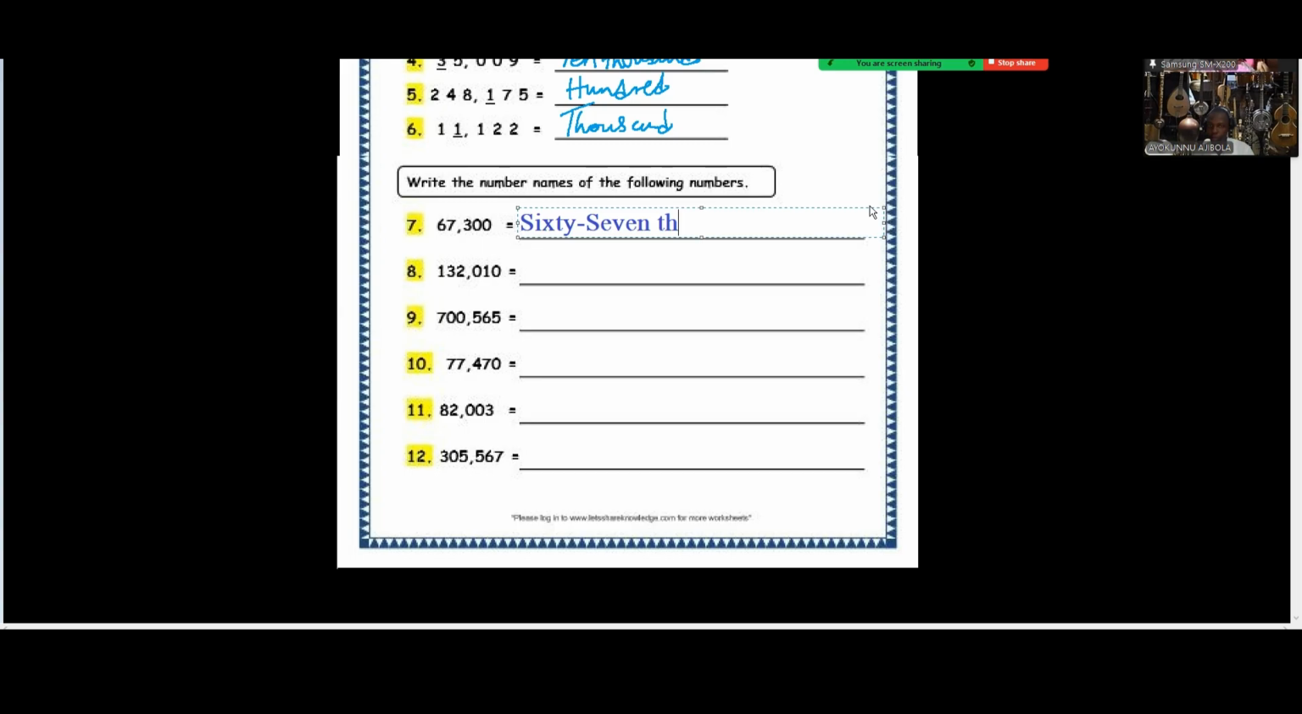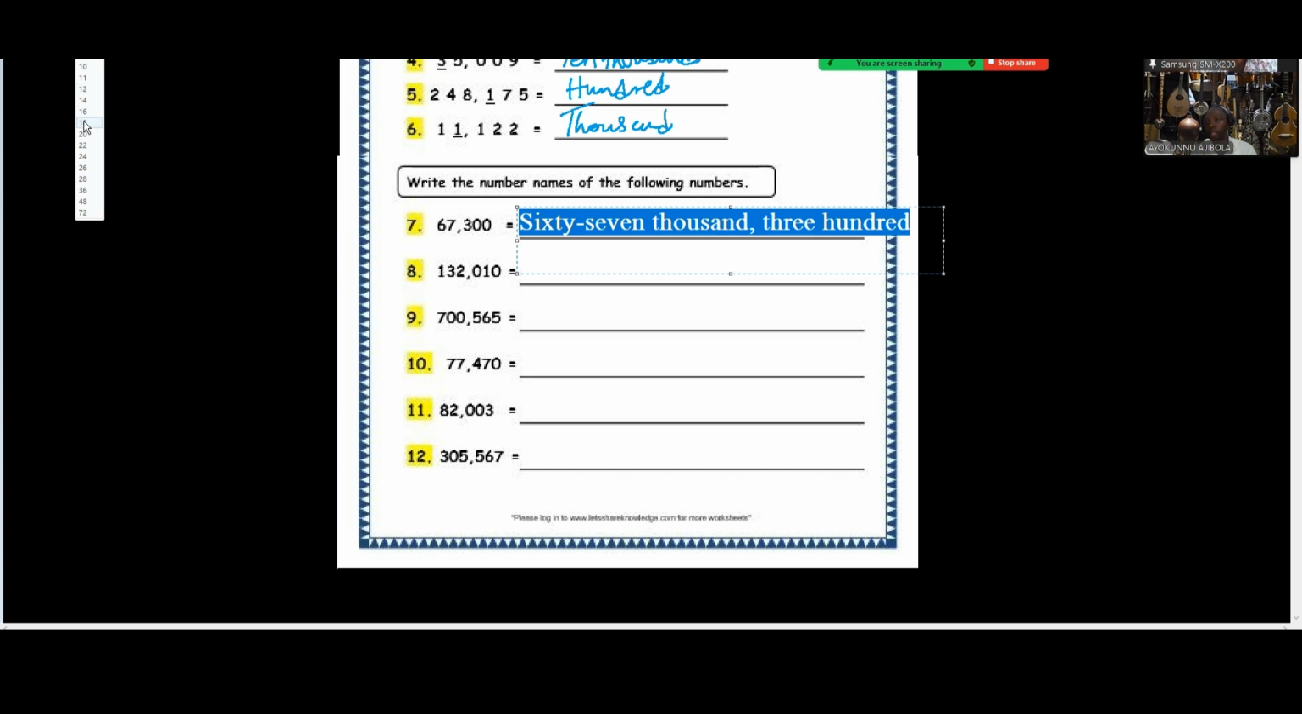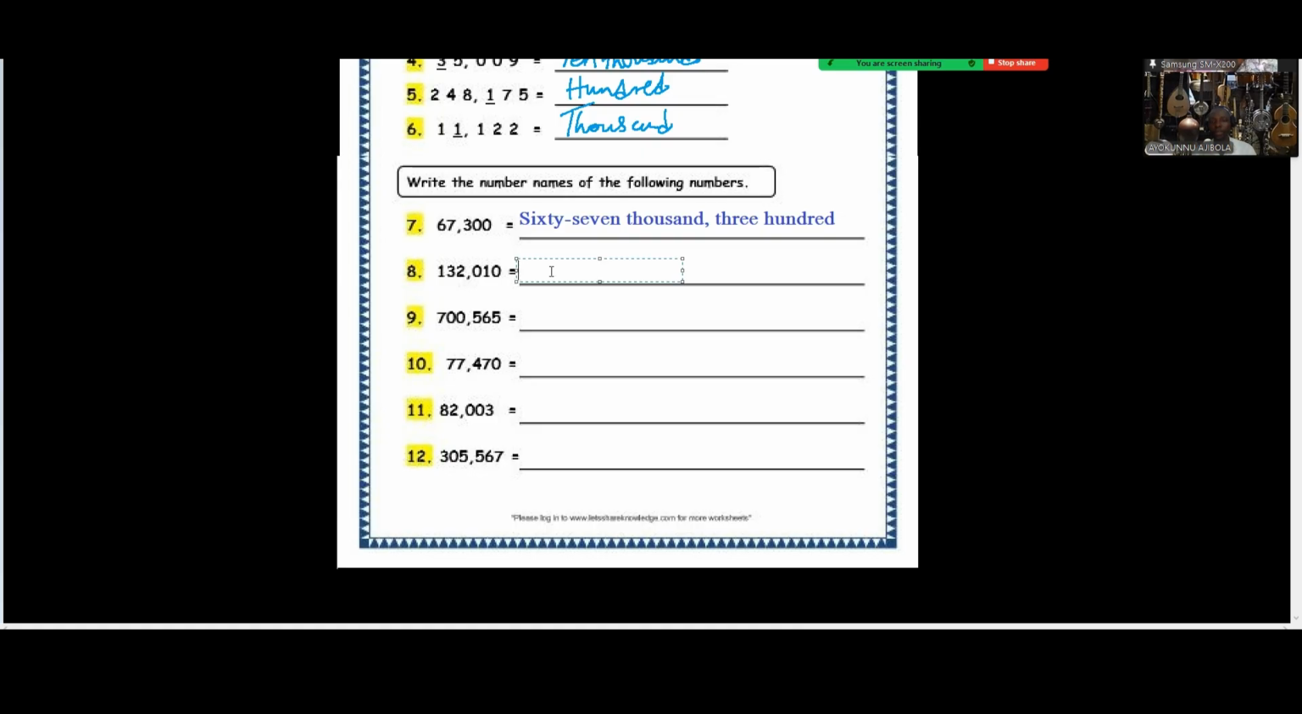So, 67,000. That's a comma. 100. It still didn't contain that line, but you can still see it, right? Yeah. Okay. Let me try to reduce the font there. 67,300. Then the next one, this one is not going to contain here. So what's the next number?